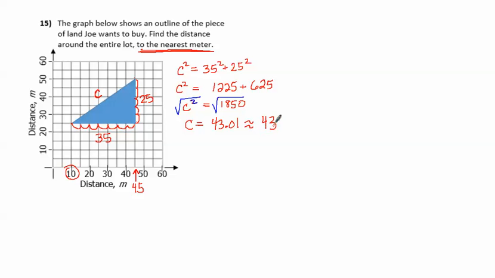Now, it's tempting to think that that's our final answer, but they're asking you for the distance around the entire lot. So remember that you need to add all 3 sides together. So you're going to have to add the C, which we found out was a 43, plus the bottom 35, plus the right side 25. And that total should be 103 meters. That should be your final answer here.